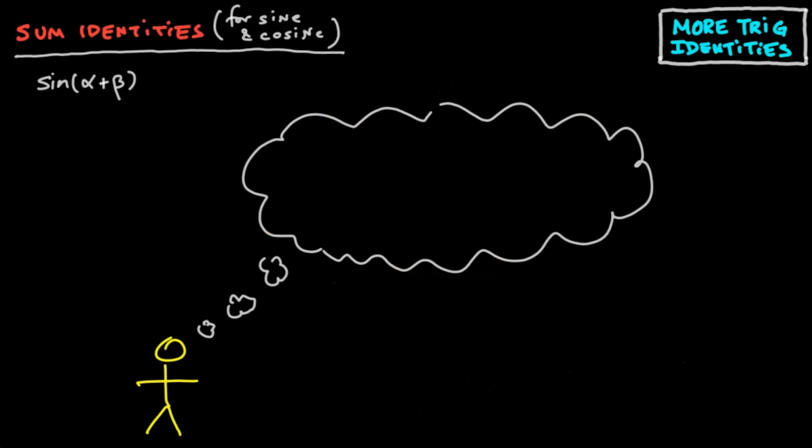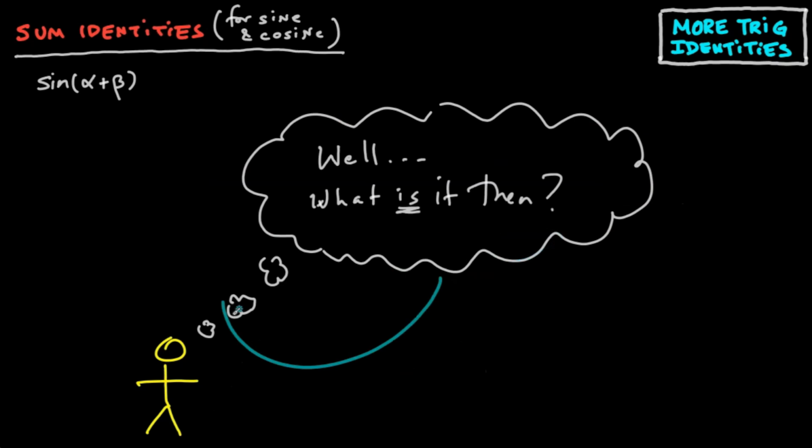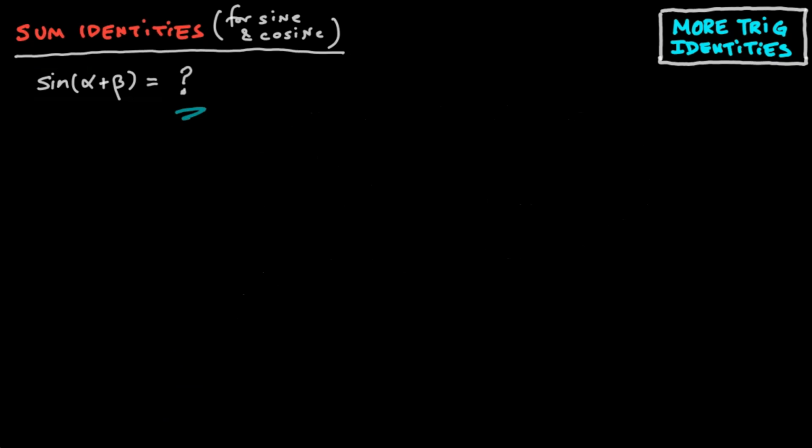Okay, but then you'll wonder, well, what is it then? Is there a way I can expand sine of the quantity alpha plus beta? What would it look like? Well, I will show you a very clever derivation of it. And the derivation is going to depend on something that occurred at the end of chapter 11, which I didn't cover in these videos, but it's so quick that I can do it in a few seconds here.